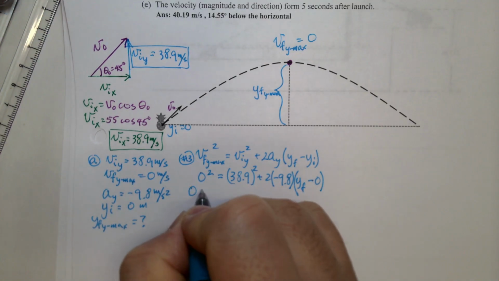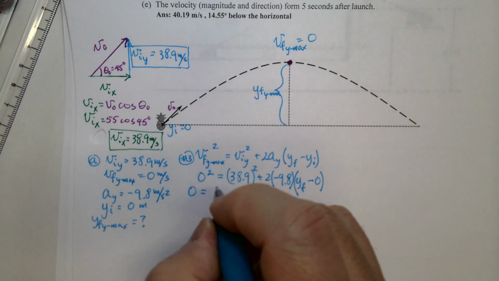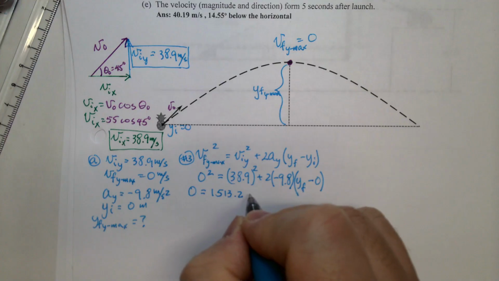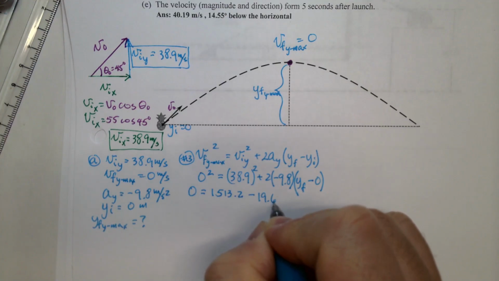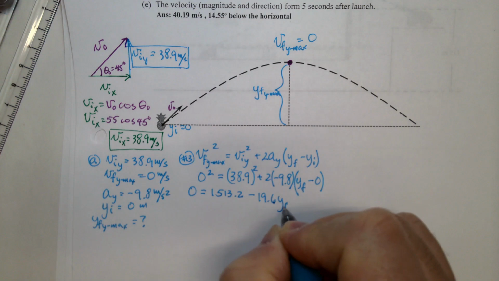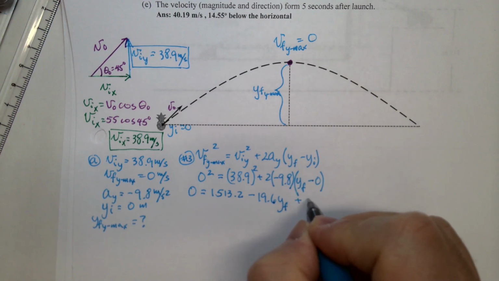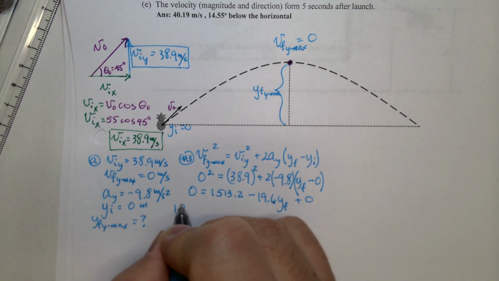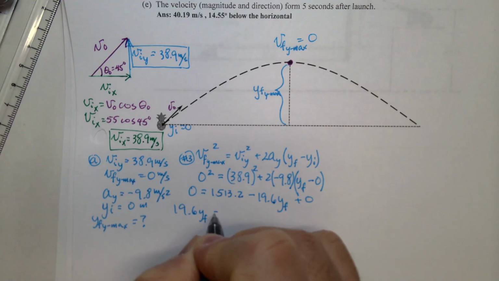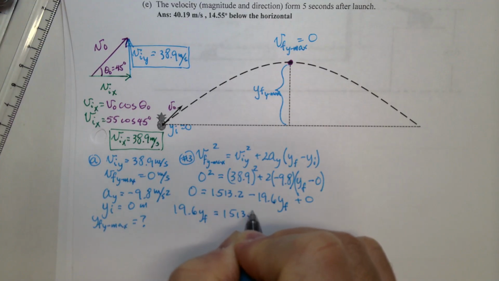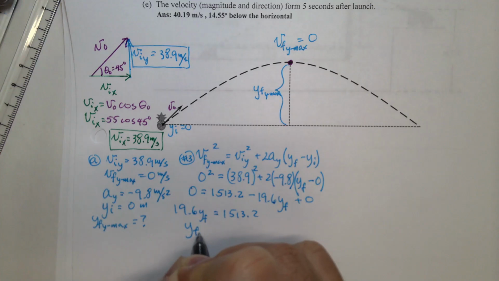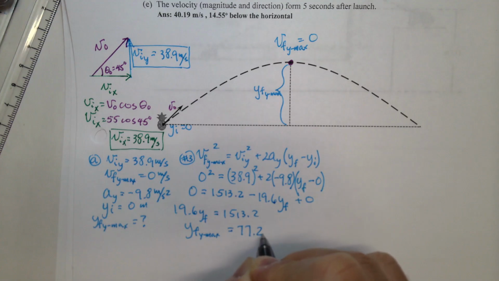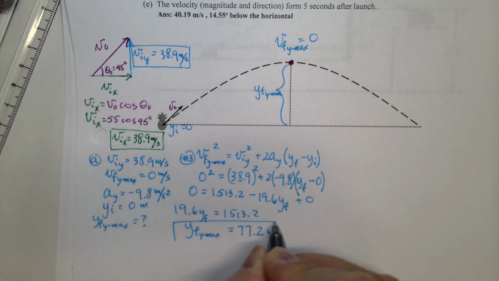Therefore, 0 is equal to, square this and you get something like 1513.2 minus 19.6 y final plus 0. So bring this to the other side, you get 19.6 y final is equal to 1513.2. So my y final, y max, comes out to 77.2 meters as your answer.